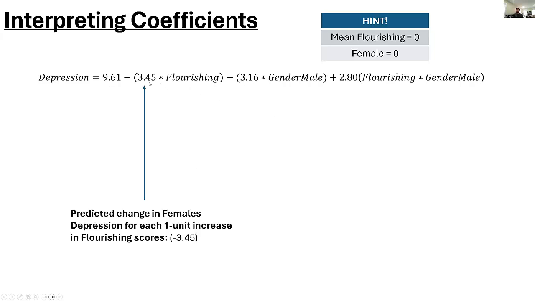And then we're going to do the next two coefficients. The first one is the beta 1, the coefficient for flourishing. This is telling us the predicted change in females' depression for every 1 unit increase in flourishing, right? So this is our slope for females.